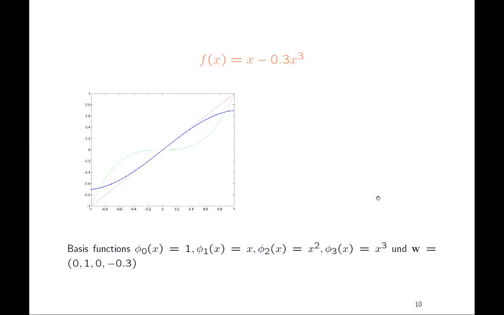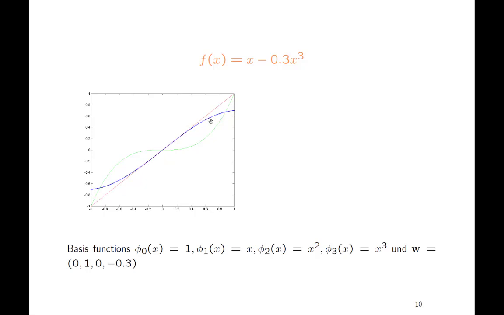And here we can also add basis functions. So here the first one is 1 again, the constant, the 0 one. The first one is x, the second one is x squared, and the third one is x to the power of 3. And we can get the weights 0, 1, 0, minus 0.3. So this is then the function x minus 0.3 times x to the power of 3. And this is shown over here.